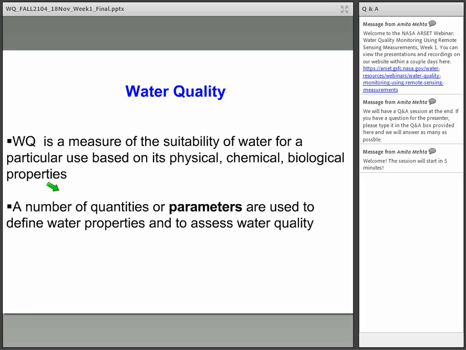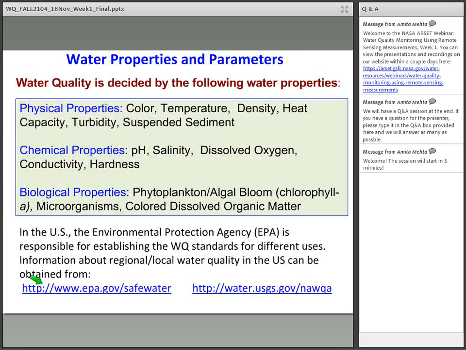Also, throughout this webinar session, we'll talk about parameters. What we mean by that is a number of quantities that define or describe water properties, physical, chemical, or biological. We call these water quality parameters. So what are the properties and parameters?